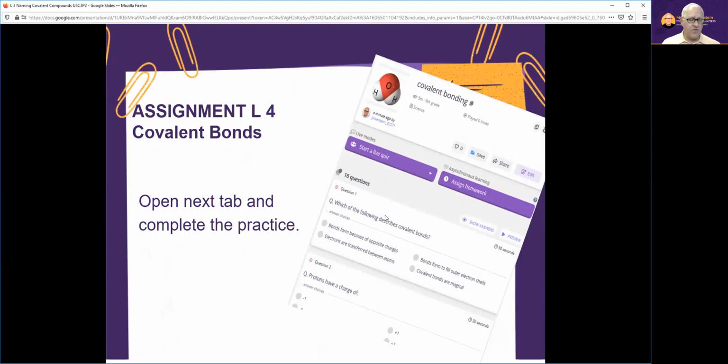Now, after you update your notes, I'd like you to open up assignment L4 on covalent bonds and check your knowledge on that. Remember, use your periodic table, use your polyatomic ion sheet, use your table chart for determining prefixes. And then after you do that, in your unit pack, there's a few assignments in there that we're going to also practice in class, but you can start working on those, 33, 35, 37.